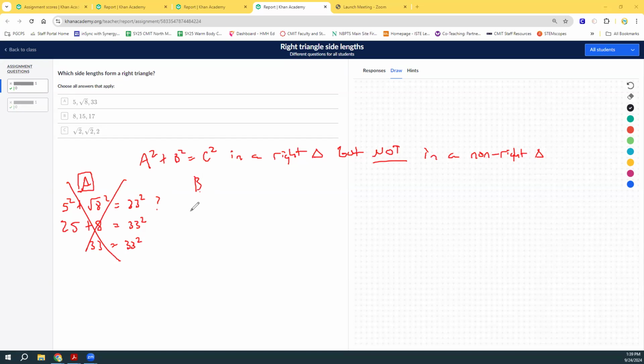Okay, let's try B. 8 squared plus 15 squared equals 17 squared. Let's see. That's 64. This is 225. 17 squared, I think it's 343. Let me check. What is 17 squared? Oh, it's 289. Look at that.